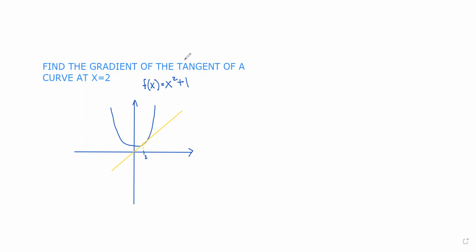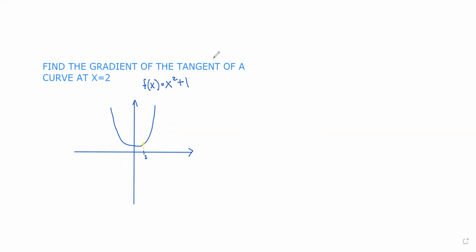Now that we have the tangent, we need to find the gradient of that tangent. Keep in mind that for functions with only one variable, the gradient is the same as the slope. They would actually be the same in this case, where we only have one variable, which is x.